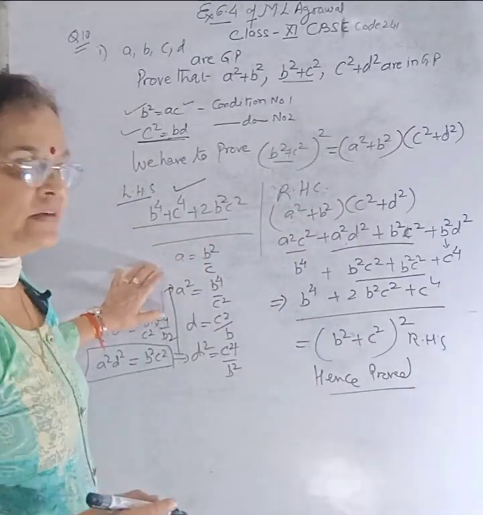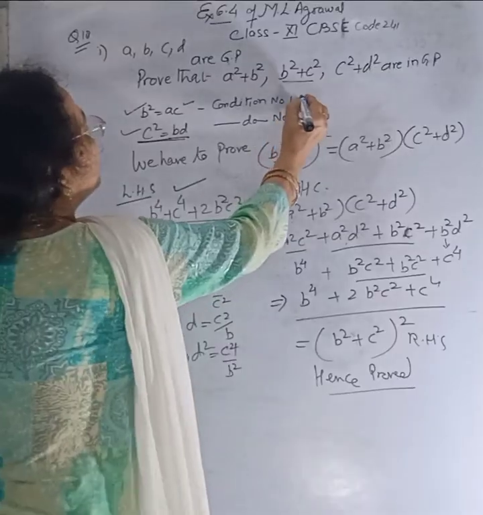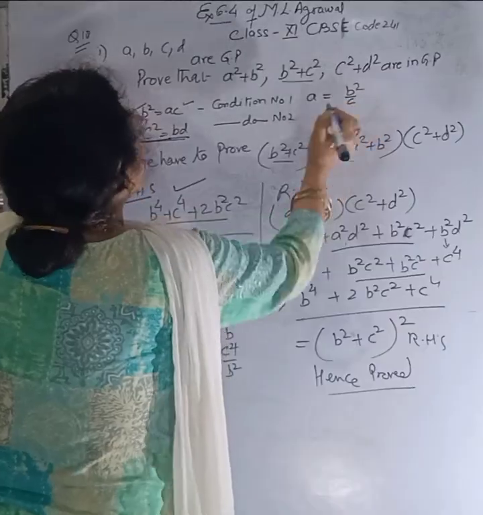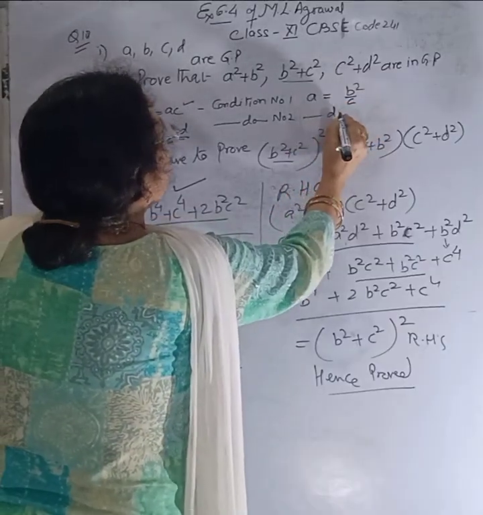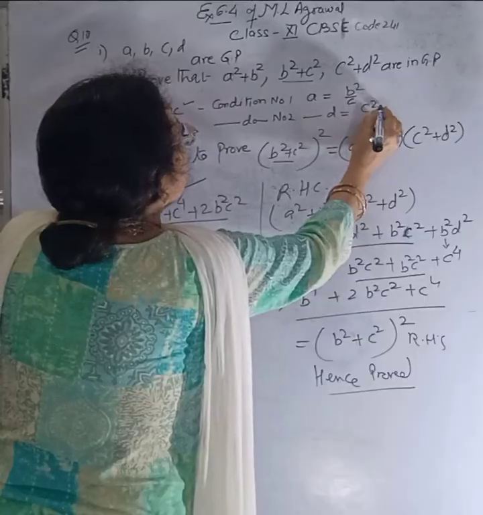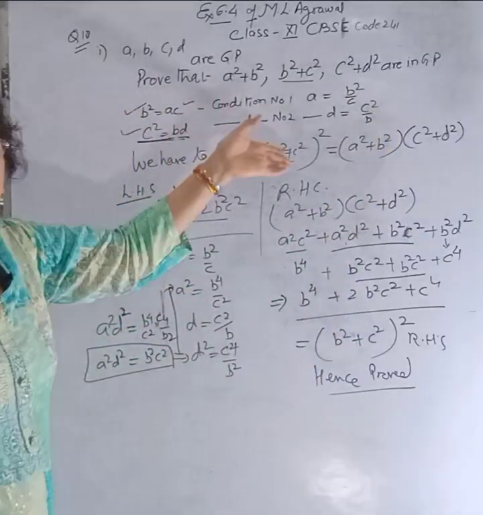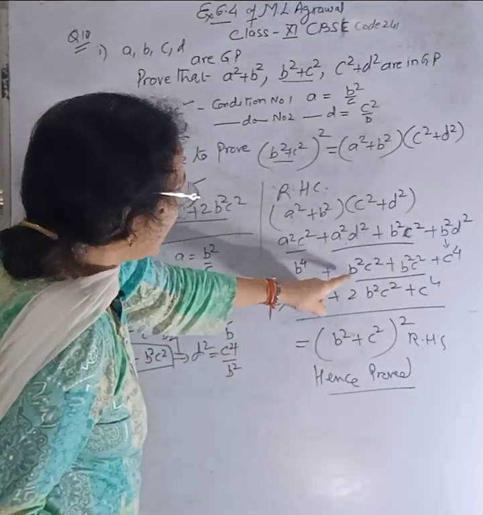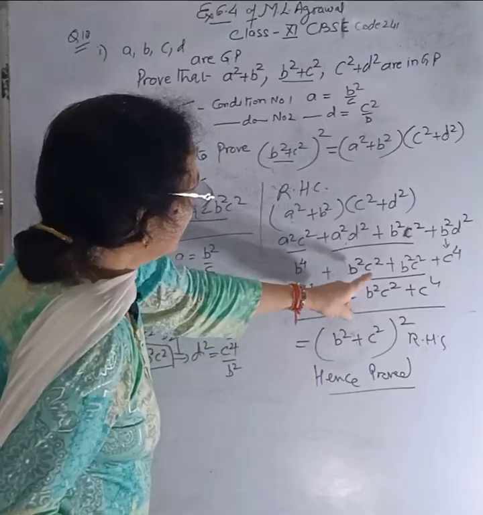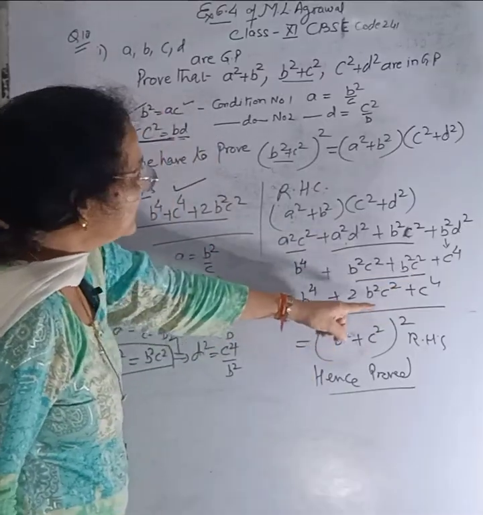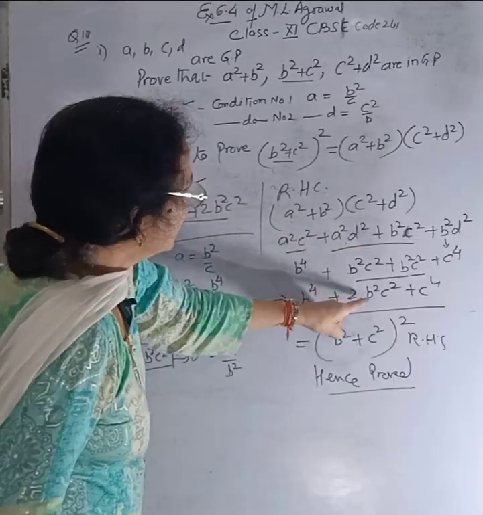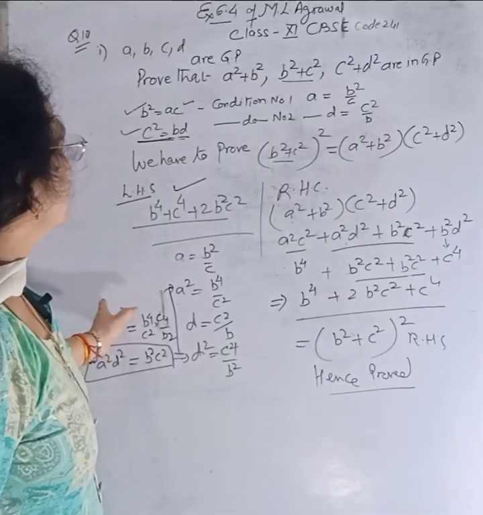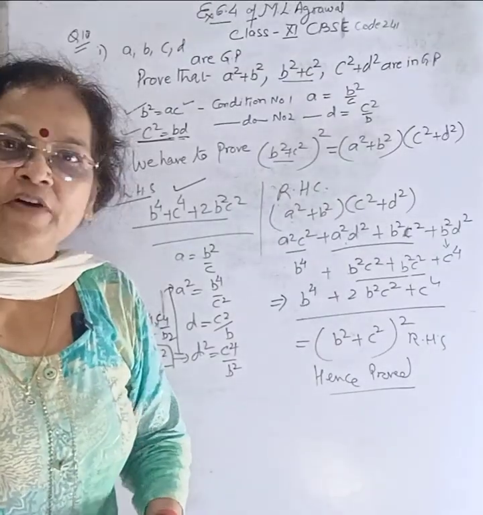Special attention is to be given to finding the value of A, which from here is B square by C, and D, which from here is C square by B. Squaring these, A square D square gives B square C square. And one B square C square was already there, so they will be added to make 2 B square C square. These were very good questions. I think it will be very enjoyable for you.